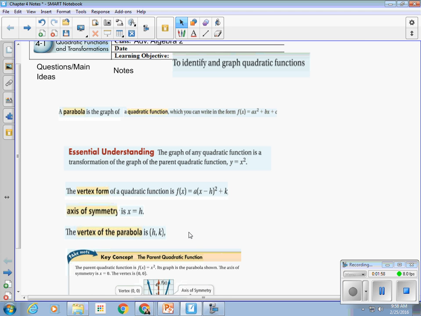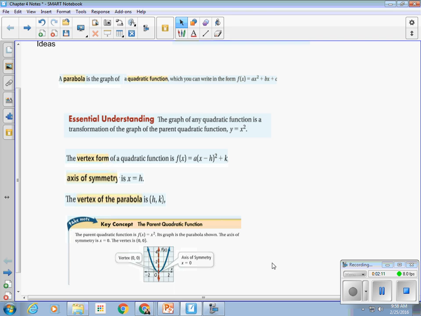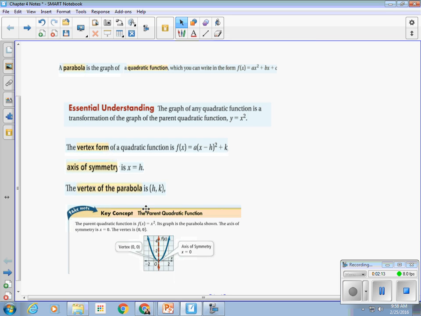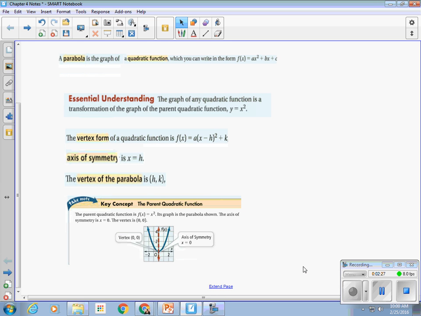The vertex of the parabola is at h comma k. It's at this coordinate. The x coordinate of our vertex is h. The y coordinate of our vertex is k. Okay, so you're going to draw this little sketch. We already have this information up here. So I want you just to draw the sketch of a parent quadratic function on your paper.